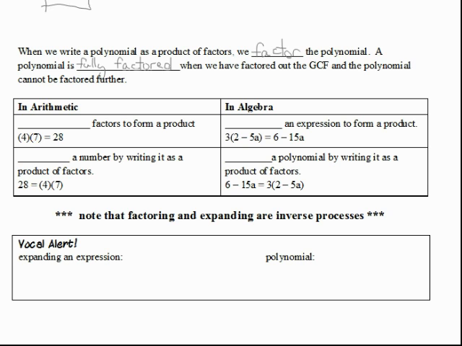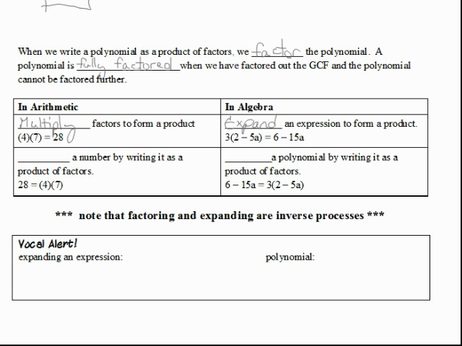So a comparison between arithmetic and algebra. In arithmetic, if you multiply factors to form a product, for example, 4 times 7 equals 28. And in algebra, we call that expanding. So we expand an expression to form a product. For example, 3 times 2 minus 5a equals 6 minus 15a. So they're the same thing, we just have different vocabulary in arithmetic and in algebra.